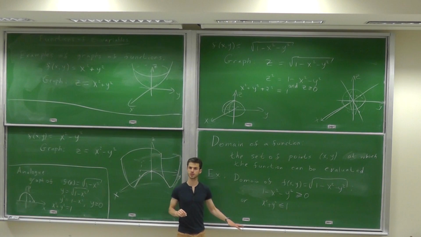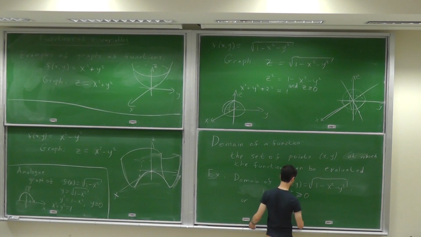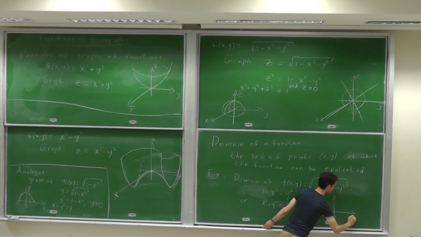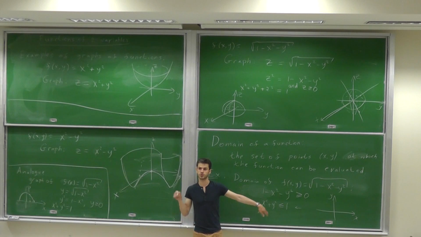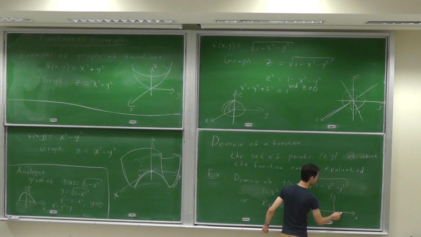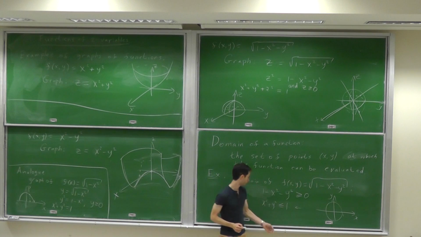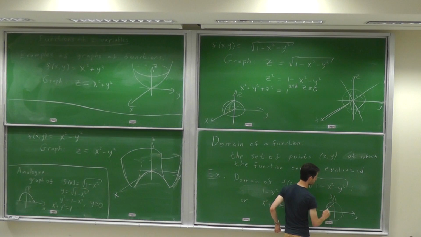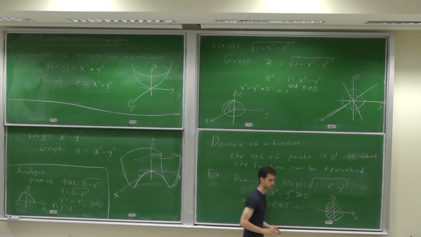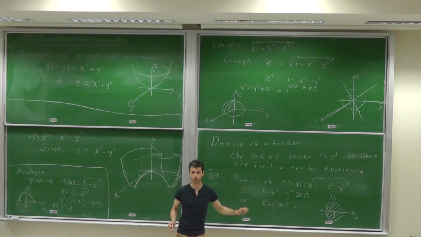Well, what is this thing? You can sketch it. X squared plus y squared equal to 1 is the circle, unit circle. If I want x squared plus y squared to be at most 1, I should look at the inside of this circle. So that's the domain of my function.